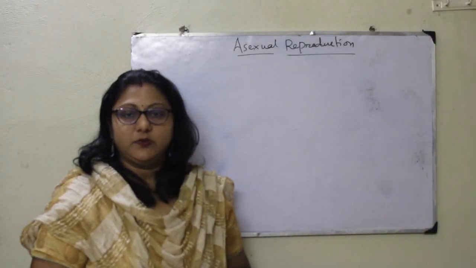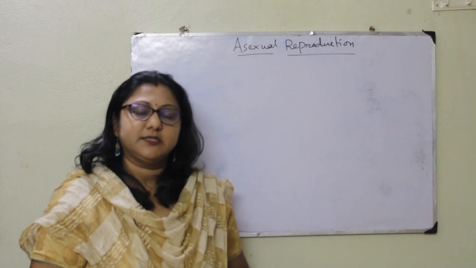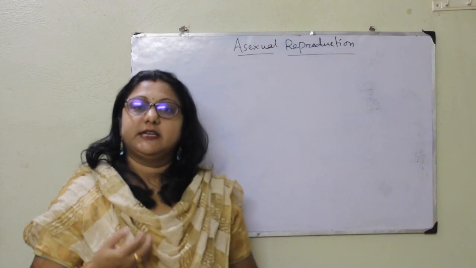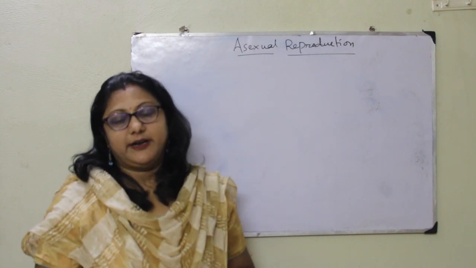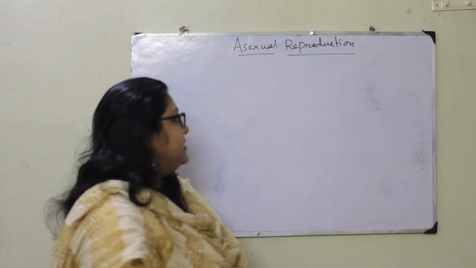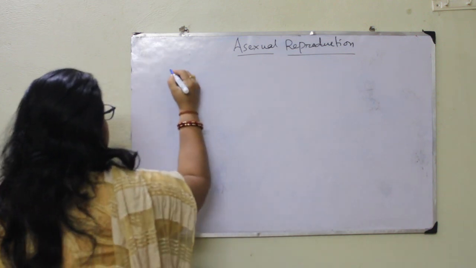So let us now go into the details of asexual reproduction. That means, what are the different types of asexual reproduction that are used or acquired by different types of organisms to increase in number. So the types of asexual reproduction, let us note down here.